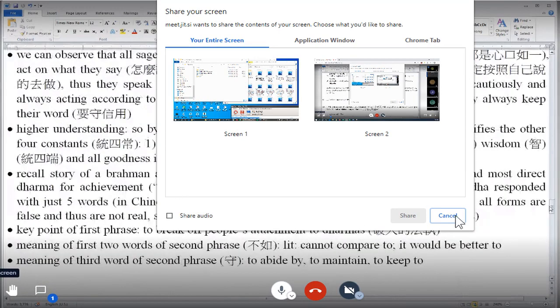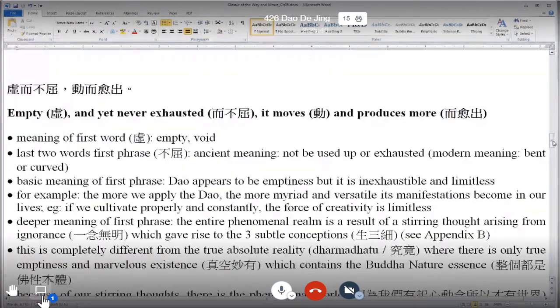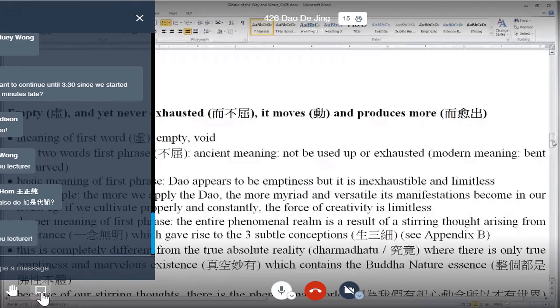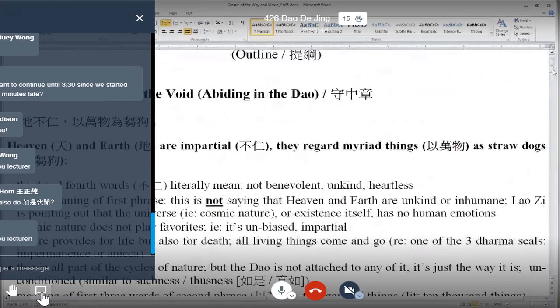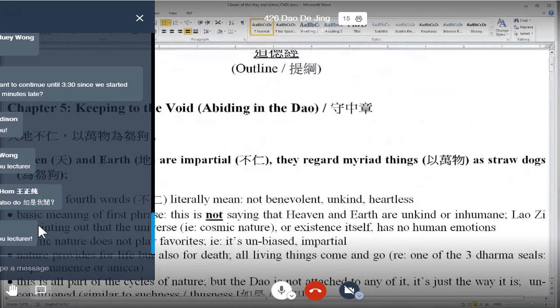There's a lot of meaning. There are very different levels of meaning in the Tao Te Ching. That's the problem.